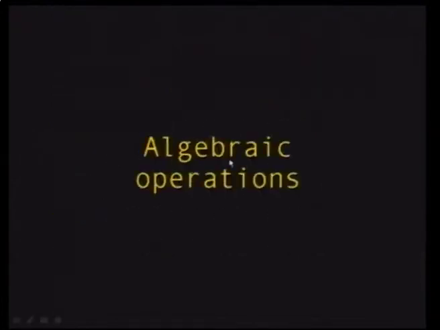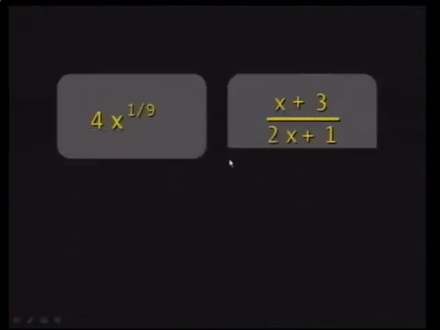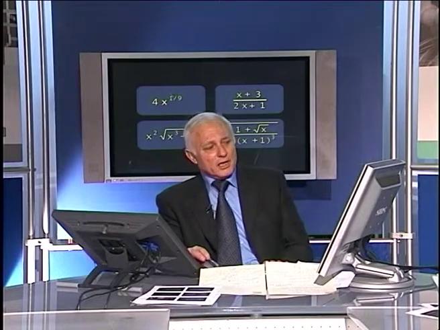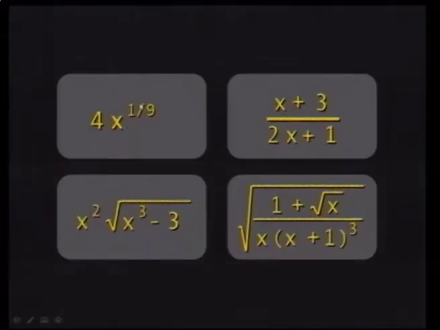Now, first we start with the algebraic operations. Here are four rules of four different functions. For example, the one at the top here is the 9th root of x, and this is an algebraic function. Why is it algebraic? Because it uses algebraic manipulations. We know that you use the calculator to calculate the values of functions, and calculators work with algebraic manipulations or algebraic operations. So this is the 9th root of x.